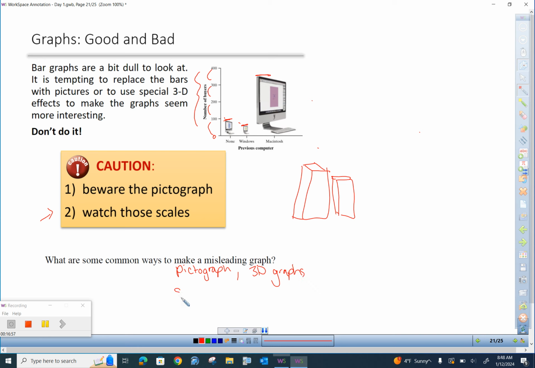And then things with our scale. We want to make sure that we start at 0. I'm just going to say look for, because these aren't ways to make them misleading, but if they don't have these things, they could be misleading. So look for them starting at 0 and having an equal marked scale. So they could leave this off entirely, or it could not be equally spaced.